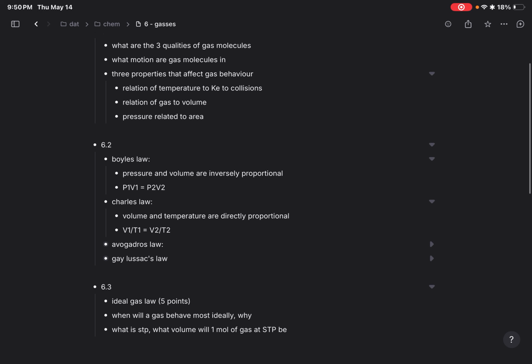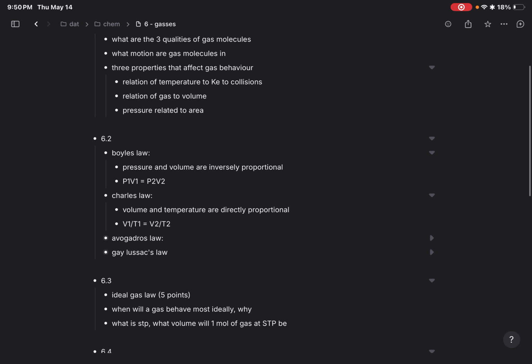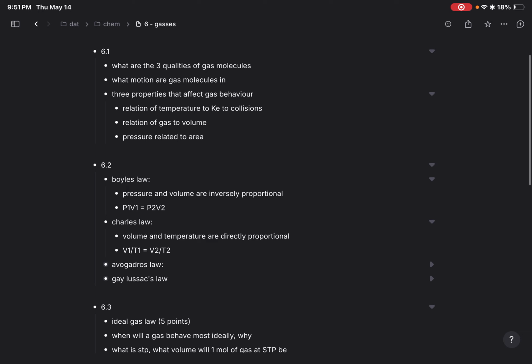Pressure related to area. Wait, what does that mean? Well, force equals... wait, no, is pressure equal to mass divided by area? If you have a smaller area, you're going to have larger pressure, right? That makes sense. Let me check this. Pressure equals force divided by area. So yes, if you have a lower area, you're going to have higher pressure.